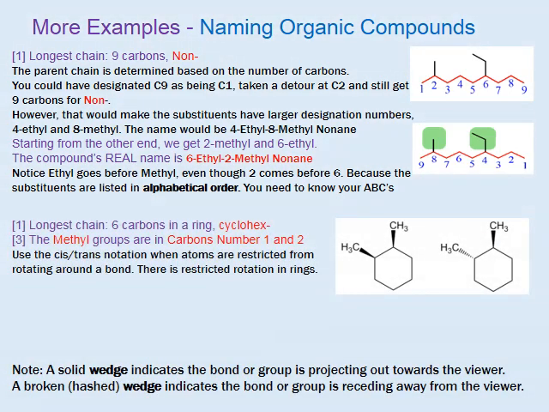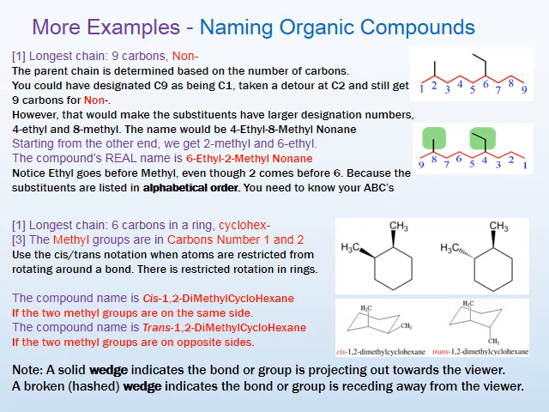Next we have 6 carbons in a ring, with 2 substituents. Because the substituents are identical, any of them can get designation number 1. Here we need to use cis and trans notation because the atoms are restricted from rotating around bonds. In order to make the flat structural representation look three-dimensional, we use solid and hashed wedges. A solid wedge indicates the bond or group is projecting out towards the viewer. A hashed wedge indicates the bond or group is receding away from the viewer.